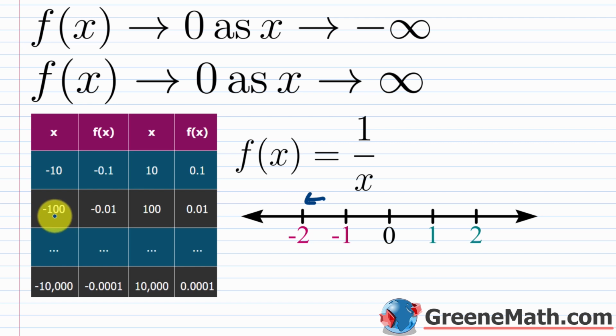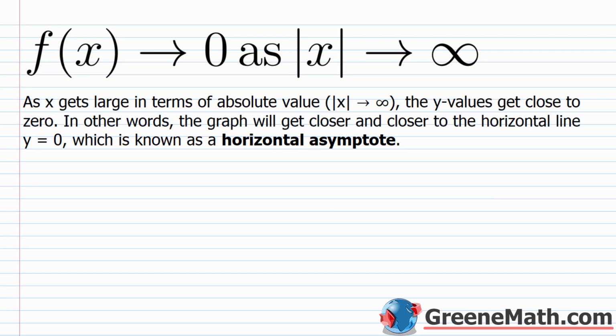Now, the other one, let me erase this, we have f of x or y approaches 0 as x approaches positive infinity. So this way is where we're going now. As we increase without bound, we approach positive infinity. Again, it's a similar concept here. So 1 divided by 10, you get 0.1. Then 1 divided by 100, you get 0.01, and so on and so forth. You can just keep making this number bigger and bigger, and you're going to keep getting closer and closer to 0.